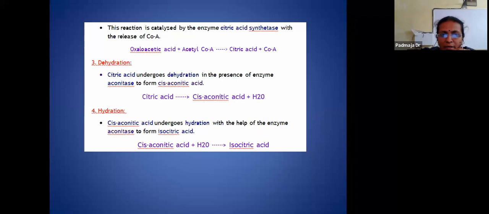And the next one is the hydration. This we have to remember: by which substance is converted to this substance, in presence of which enzyme, that we have to remember. And now this formed compound is cis-aconitic acid. Now cis-aconitic acid undergoes hydration with the help of the enzyme aconitase to form isocitric acid. That means in presence of water, this cis-aconitic acid is converting to isocitric acid.